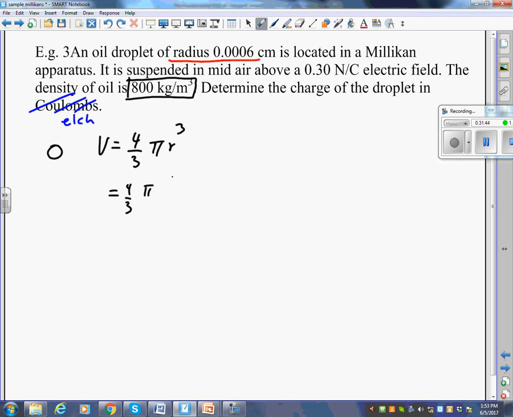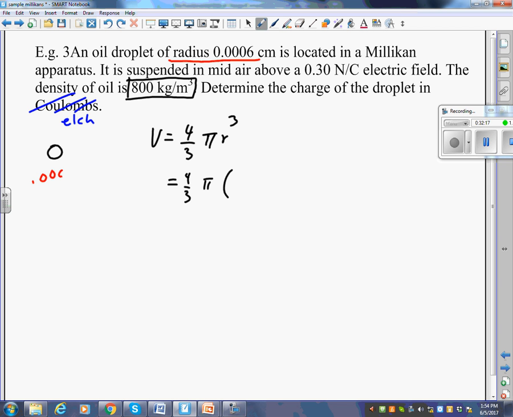Okay. 4/3 pi r cubed. So the radius here, you'll have to notice that the radius is in centimeters. So you're going to have to take that value in centimeters and convert it to meters. So you're going to have to take 0.0006 and divide by 100.